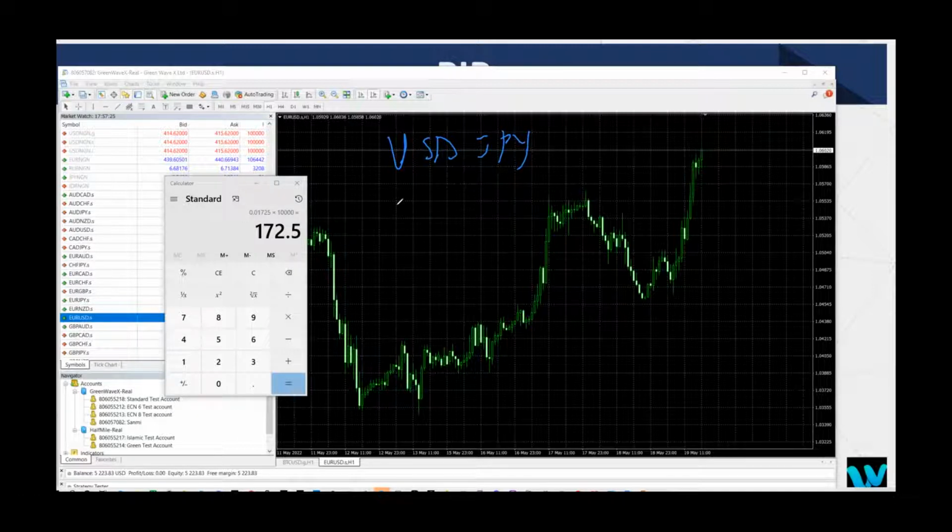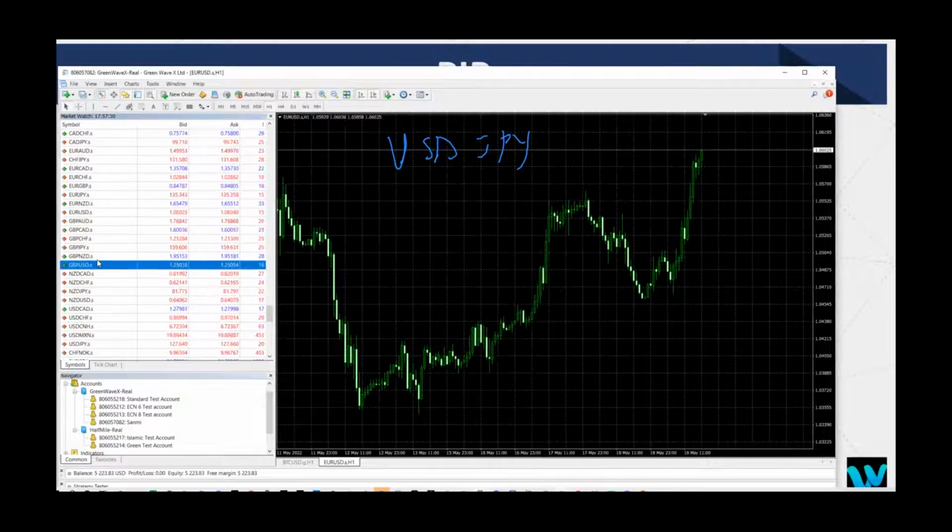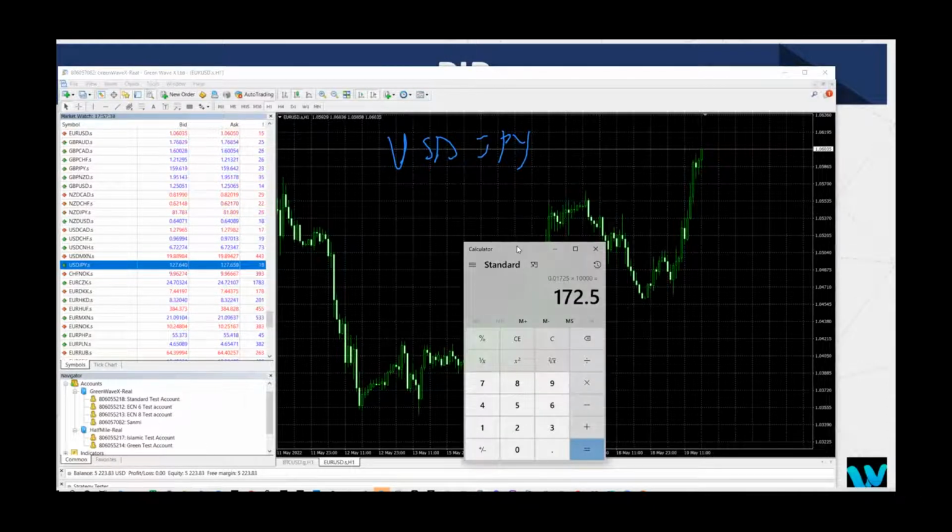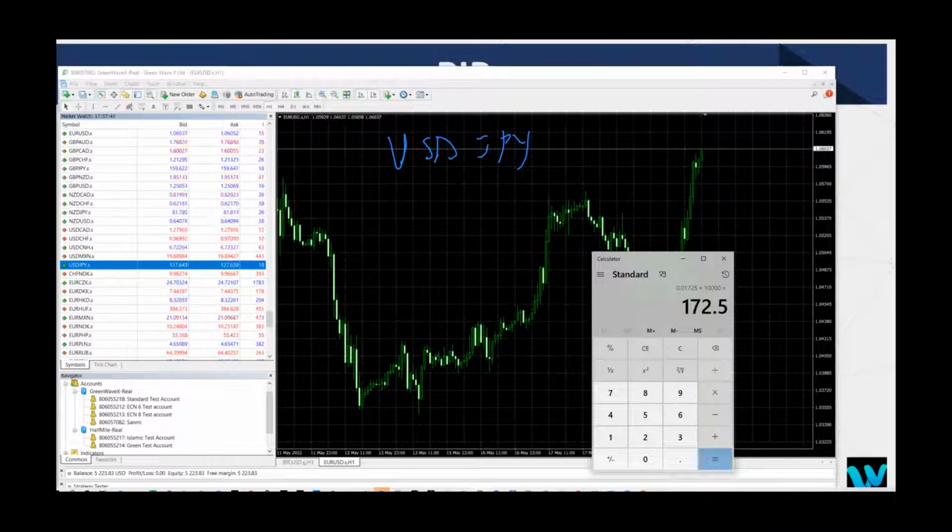Let me look for it. This is USD JPY here, 127.64. That is the current price. 127.64 is the current price, and let's say 127.648.